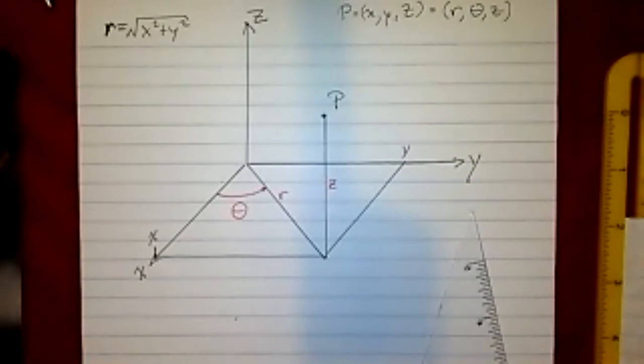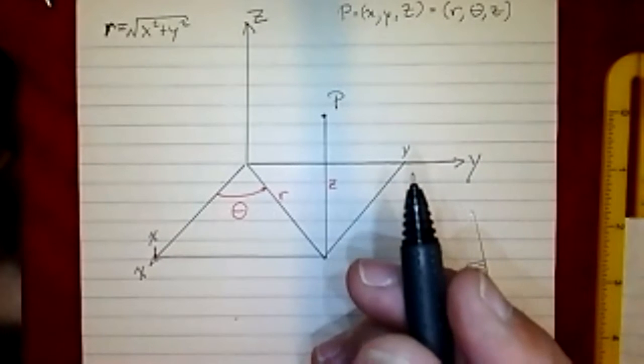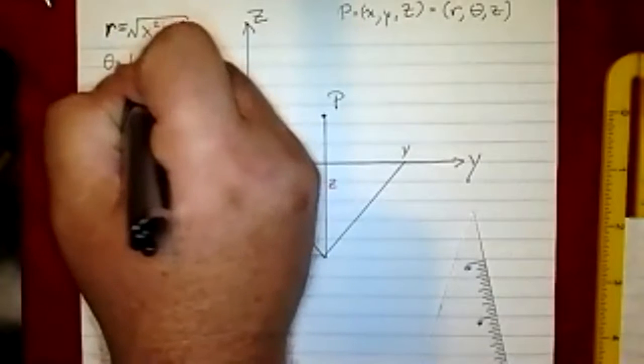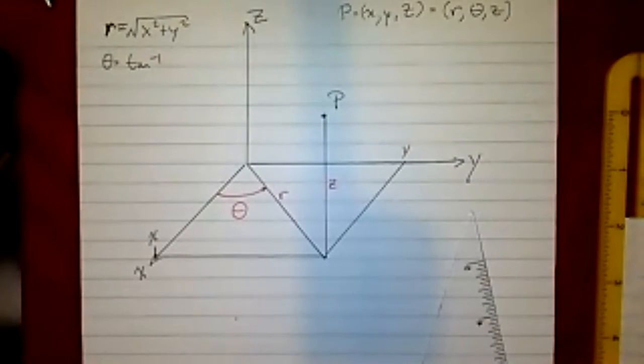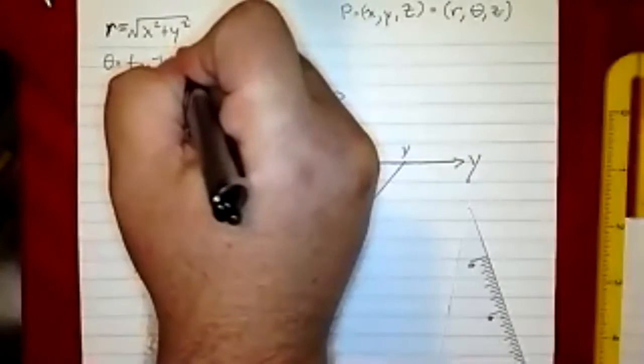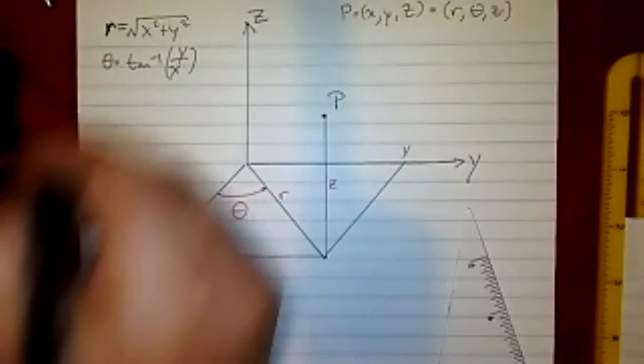Of course, z is just equal to z, and we could also figure out what theta will be. I think you can tell that theta would be the tangent inverse of this value over that value, and this value is the y, so it'd be y over x. And of course, z is z.